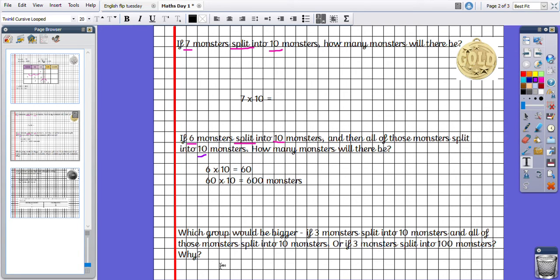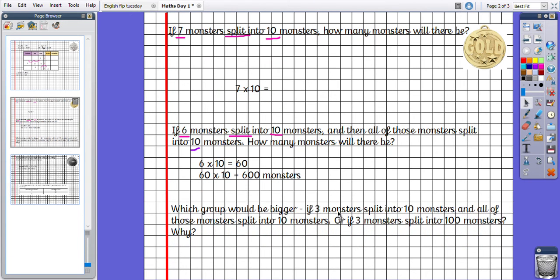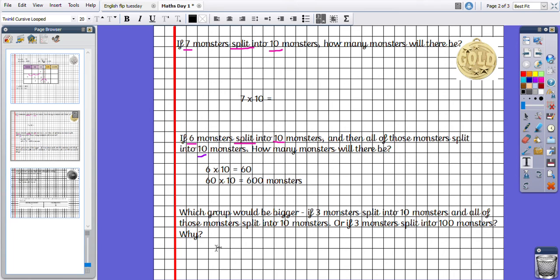Okay, and the last kind of question, which group would be bigger if 3 monsters split into 10 monsters and all of those monsters split into 10 monsters, or if 3 monsters split into 100 monsters? So you have 2 different questions to work out there, and then you need to explain which is bigger and why. So you need to use sentences to explain your answer.